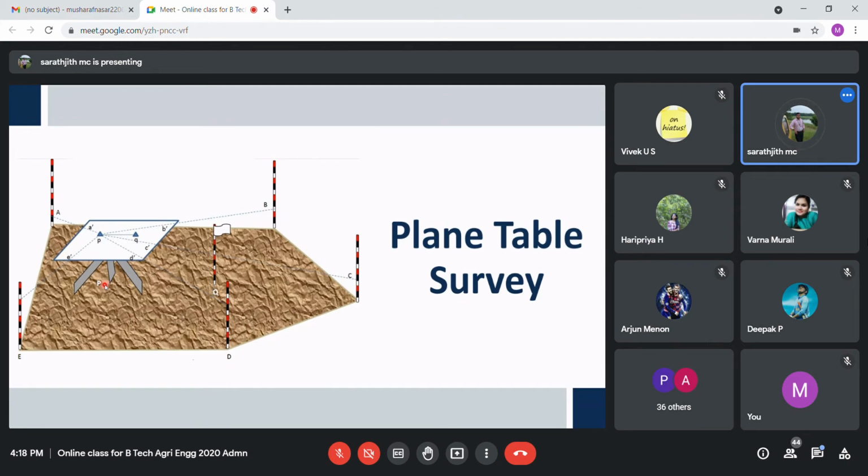You need to know the distance too, right? Simply knowing the orientation doesn't help you. So what do you do? From point P you sight at A, so you get the orientation. Then you measure the distance from P to A using a chain. That distance on the ground you transform to a suitable scale, so that you can mark that particular length on the drawing sheet which is placed over the table. Is that okay?